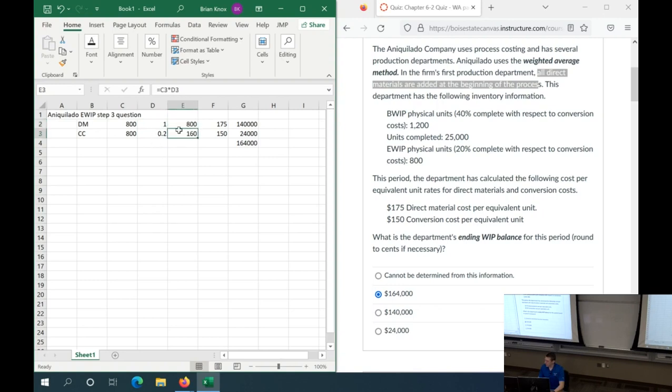The equivalent units in ending WIP with respect to conversion costs, though, is 160 because it's 800 times that 20% right here. And then we copy over the two rates that we have, 175 for direct materials and 150 for conversion costs. And we just multiply those cost per equivalent unit rates by the equivalent units in ending WIP to get the cost in ending WIP. And then you sum those because it's just asking for the ending WIP balance, which would mean total. It's implied in there that this is the total amount. So we sum those two and we get 164,000.